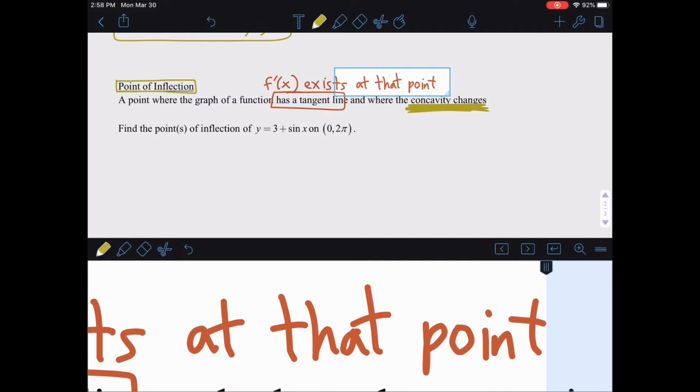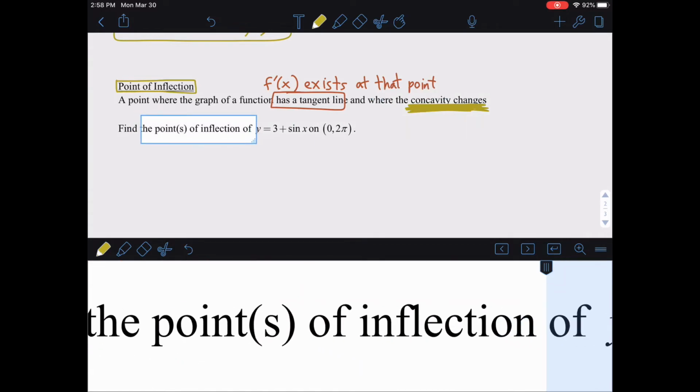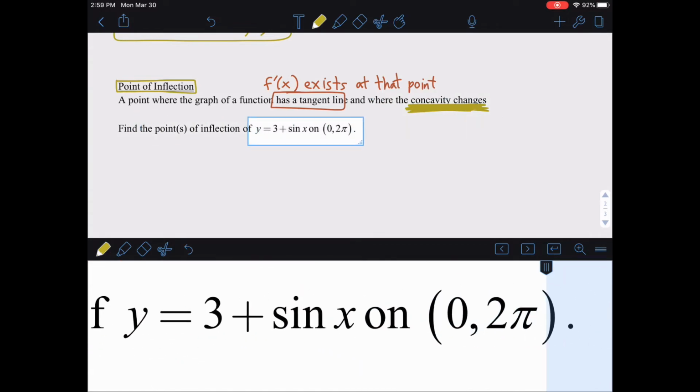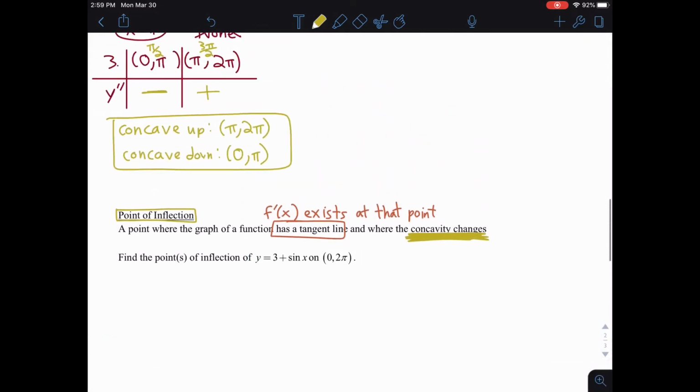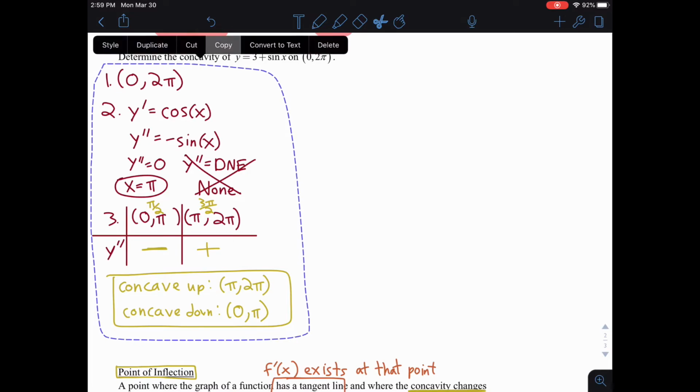But more importantly, and this is the crucial part, this is a point on the graph of some function where the concavity is going to change, okay? Right? It is a point on your graph where the concavity changes. So let's find the point or points of inflection for y equals 3 plus sine of x on the interval 0 to 2 pi. So let's go back up here, and lucky for us, when we want to find a point of inflection, we can use all of this work again.